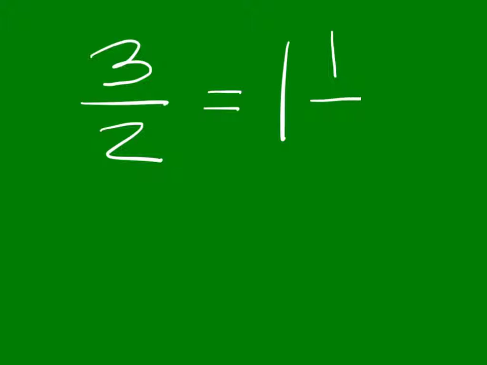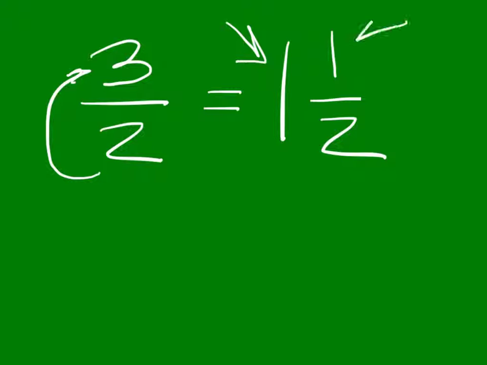What should this one be? 1 and 1/2, right. 2 goes into 3 once. You have 1 left over. Use this denominator. What would this one be?